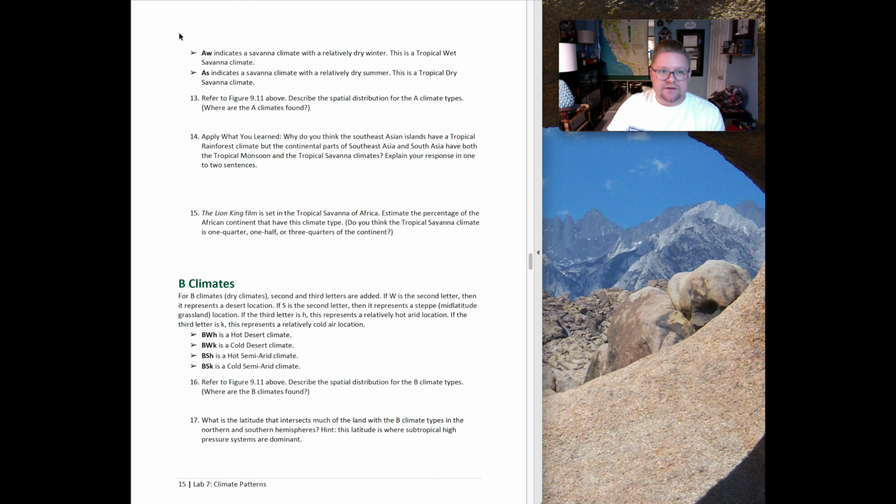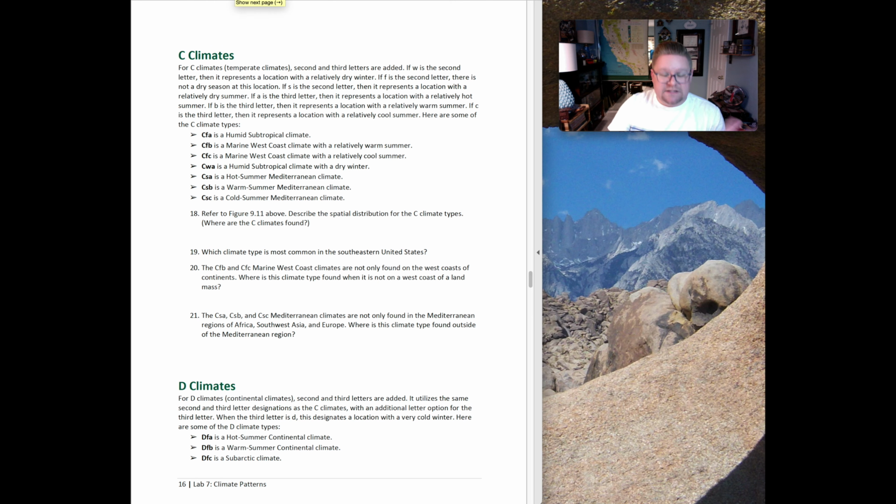Questions 16, 17, and 18: 16 and 17 are the same thing, asking you to reflect on those definitions, looking again at that map. Same thing for climate C.